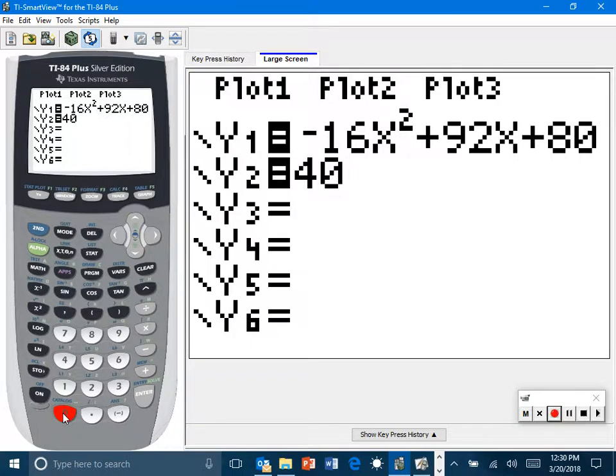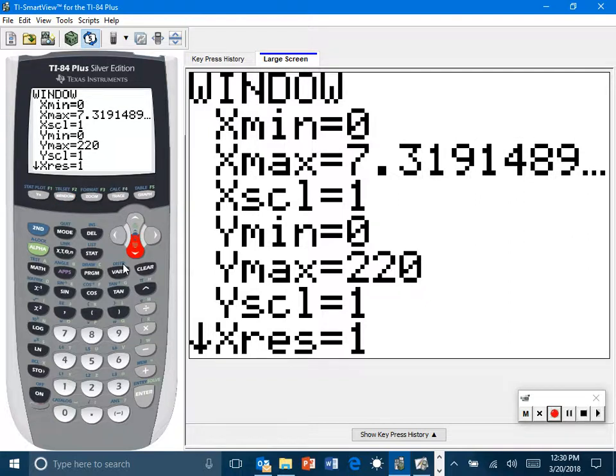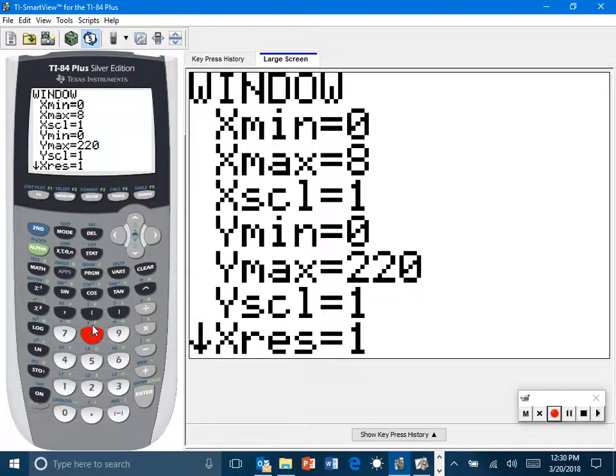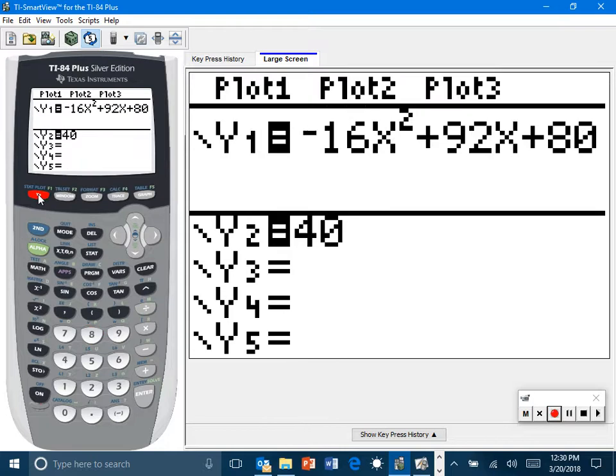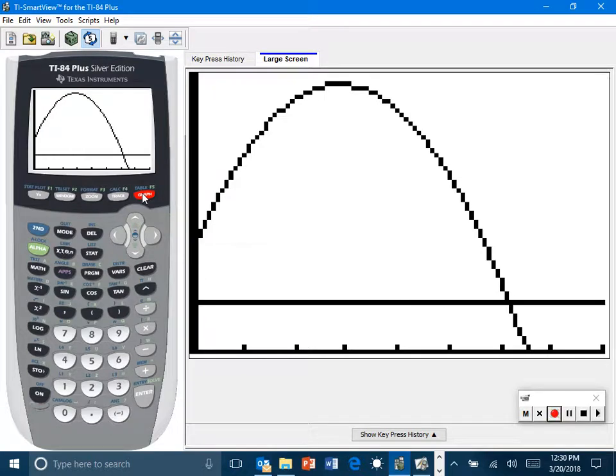Now, I'm going to fix my window because my window got messed up a little bit. So I'm just going to go in. There we go, I fixed my window. So in y2, I put 40. Graph that. So the ball is going through the air, and what's going to happen now is, aha, that horizontal line is marking 40 feet off the ground.